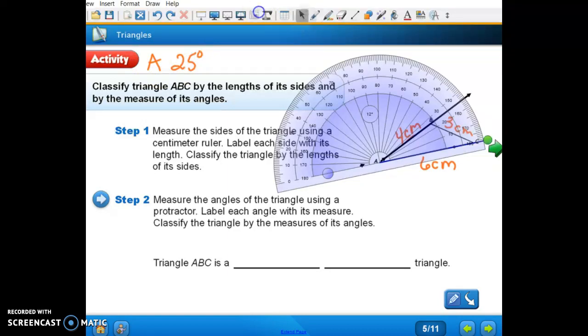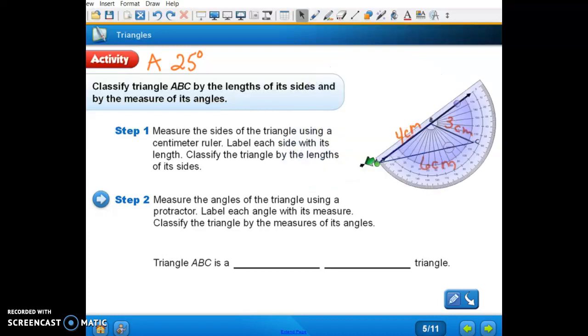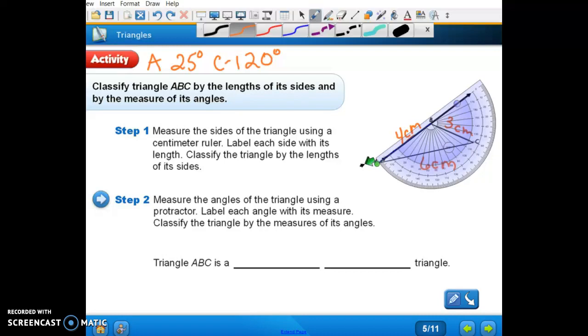Now, let's move our protractor, and we're going to measure angle B. Okay, now you've got to place your protractor so the little dot hole in your protractor is at B. The line at the base of your protractor should be going along line AB, and we're looking at where line BC crosses, and it crosses at 120 degrees, and that's angle B.